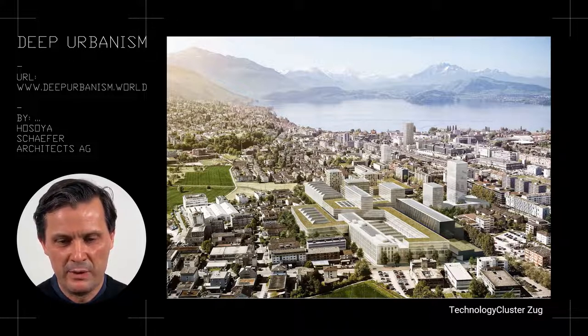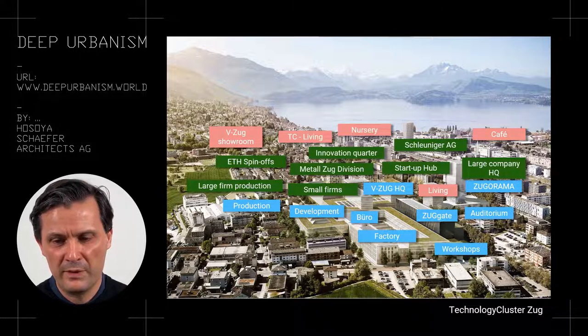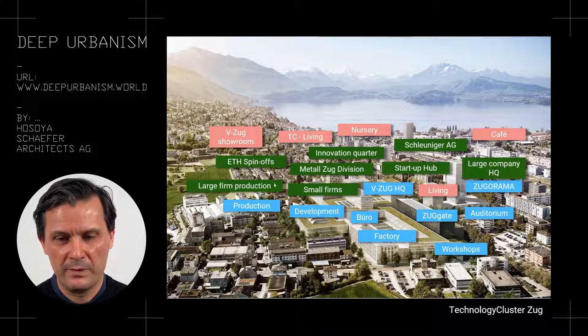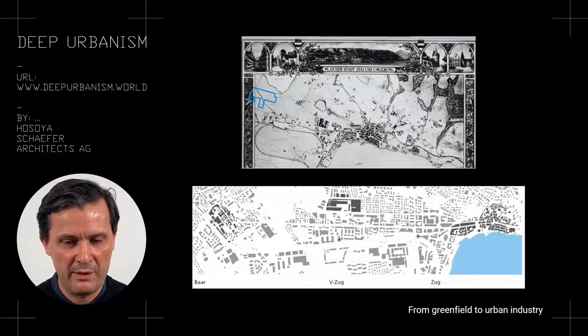And the idea is to now not only have Zug as being part of this site, but also new companies, specific companies, but also smaller firms, maybe ETH spin-offs and so on, but also living, cafe, maybe a showroom and so on. What is interesting about the location is that originally this location here in blue was far outside the city walls of Zug. And then over time, the city grew, wrapped itself around this industrial site. And this industrial site is now pretty much exactly in between the historic cores of the city of Zug on the right and the city of Baar on the left.